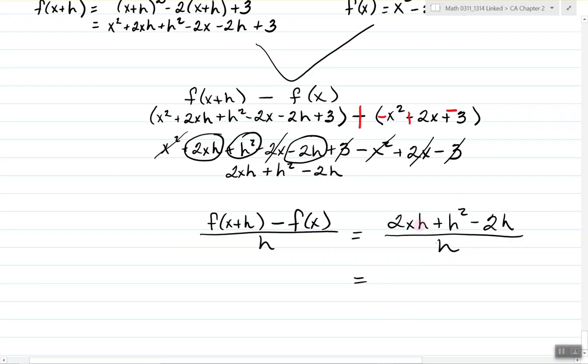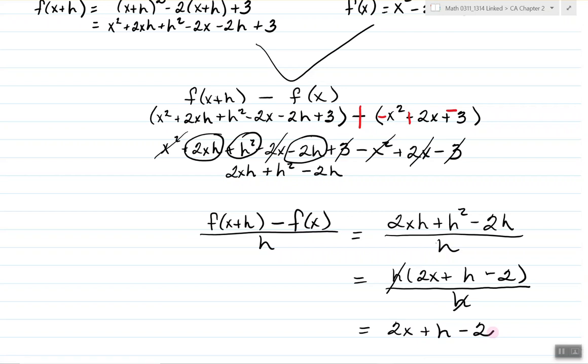Hopefully you see that h is a common factor in the numerator, and if I factor it out, that leaves me with 2x plus an h minus a 2 all over h. Those divide out, and you get 2x plus h minus 2. That is the answer to the difference quotient. It does not have much meaning to you right now, but if you go on into higher math, you will do more with this, and it will have something to do with the slope.